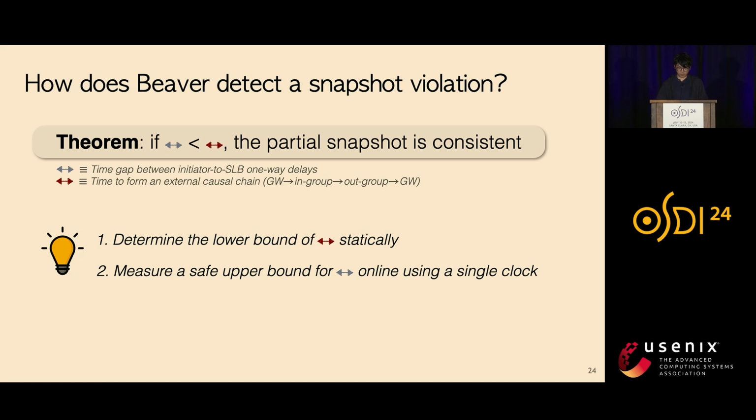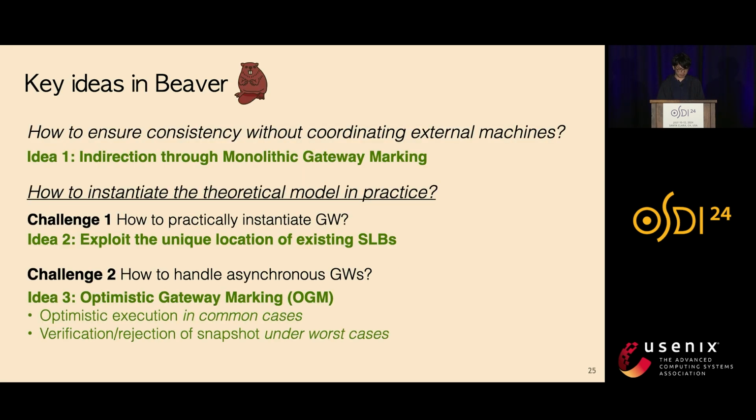So this approach, of course, may lead to more false positives, that is, rejecting snapshots that are actually consistent. But this is fine because it doesn't affect the correctness, first of all, and also users can simply retry the operation with Beaver at near 0 cost. So in short, when there are multiple gateways, Beaver exploits the regularities of the data center network for optimistic execution and then rejects snapshots under worst cases. This allows Beaver to guarantee correctness without any form of blocking and its associated overheads.